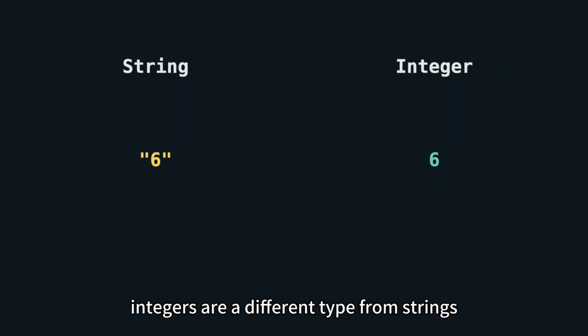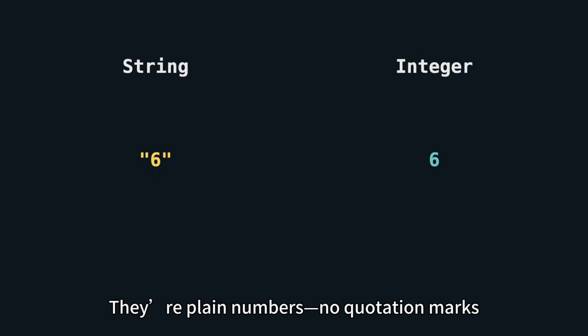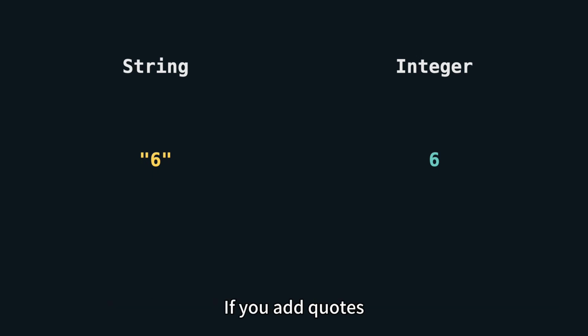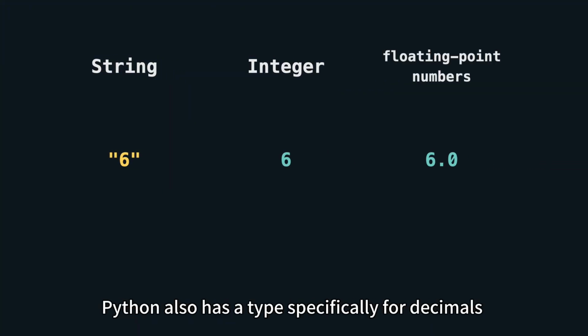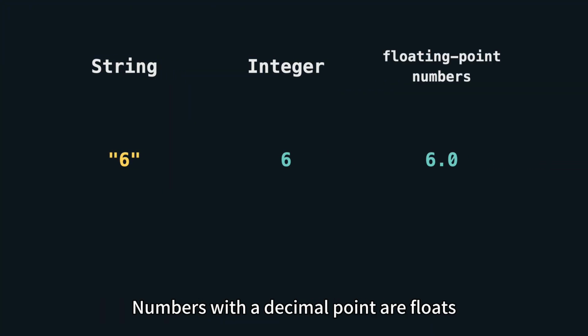In Python, integers are a different type from strings. They're plain numbers, no quotation marks. If you add quotes, they become strings and can't be used for math. Python also has a type specifically for decimals called floating point numbers. Numbers with a decimal point are floats, and numbers without one are integers.